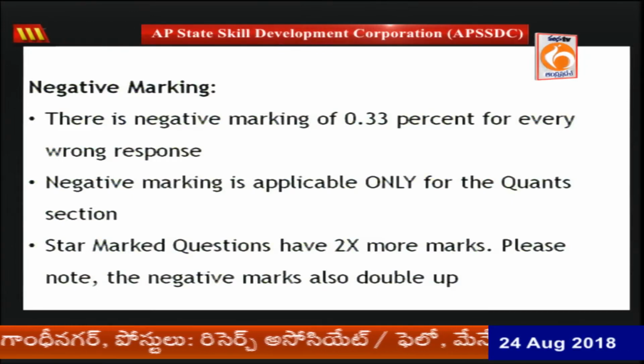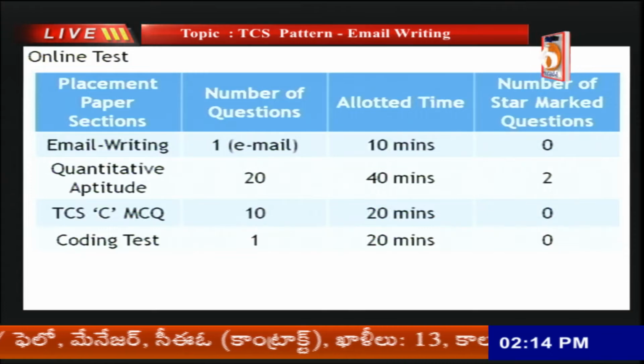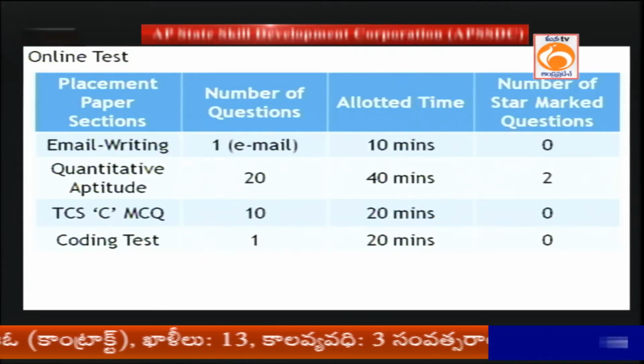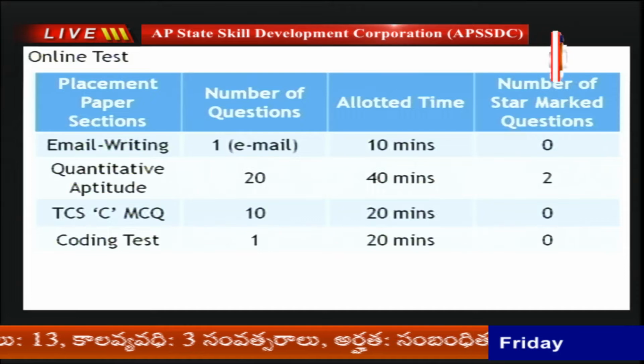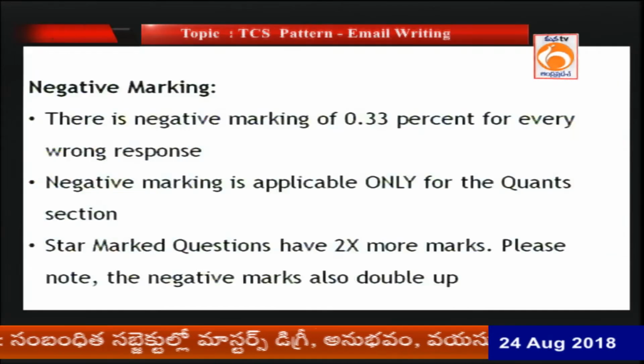So you have to keep in mind that these are the 2 questions, the star marked questions in quantitative aptitude, where you can score more, but in case you go wrong, you can also lose more. So you have to be very, very watchful, specific to these 2 questions.